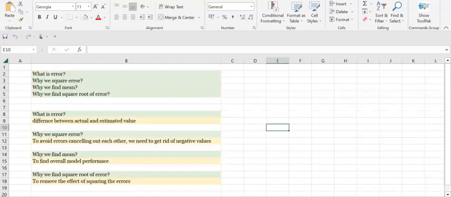Before getting into this, let us understand what is error, why we square the error here, why we find the mean, and why we find the square root of the error. Error is the difference between the actual and estimated value. We need to square the error in order to avoid errors cancelling out each other. So we need to get rid of negative values. And we are finding the mean to find the overall model performance. And again we are finding the square root of the error to remove the effects of squaring the errors.